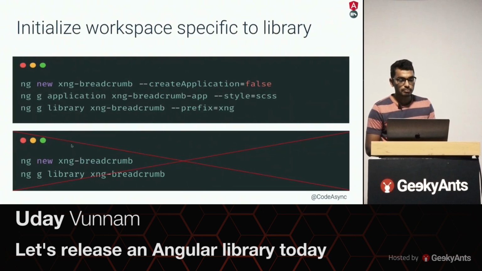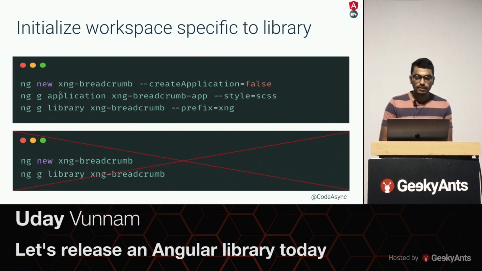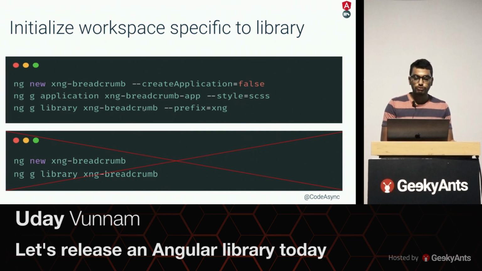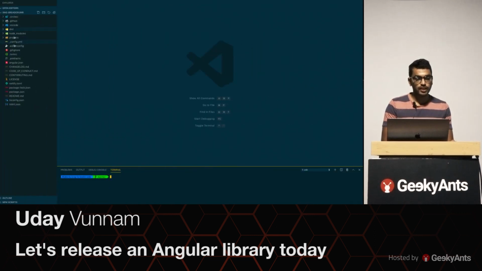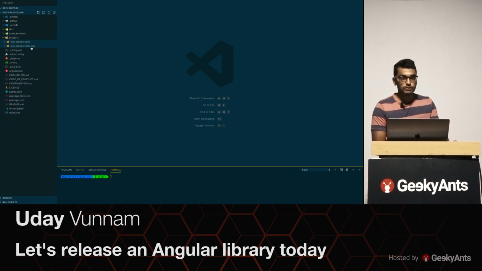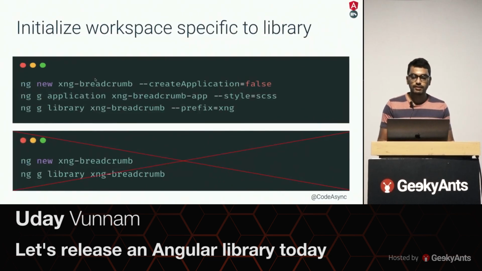So I don't recommend doing it this way, but rather you can do it in the first way, where you give create-application equal to false, which will basically create an Angular workspace without any projects in it, and then you can create an application and a library. If you do it this way, it will come like this. Under projects, you can nicely see xng-breadcrumb and xng-breadcrumb-app. The app is for the demo app, right? So this is workspace initialization specific to a library.